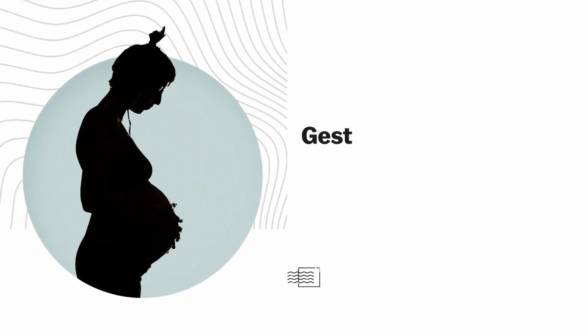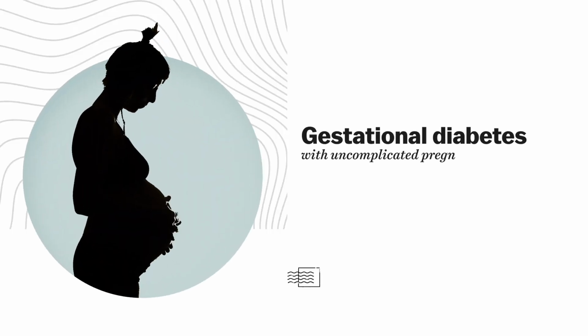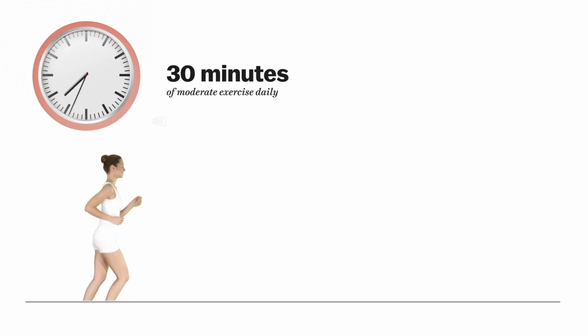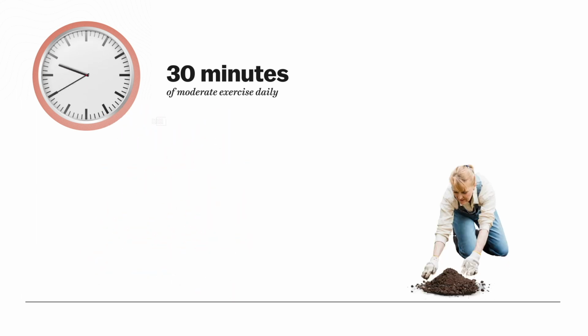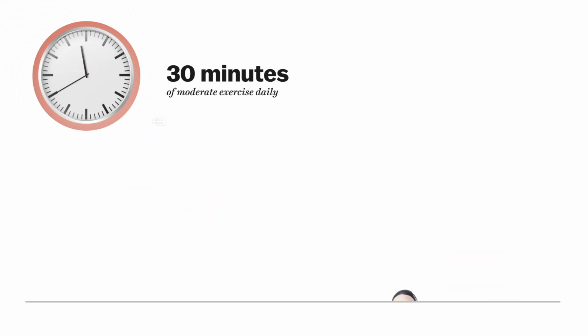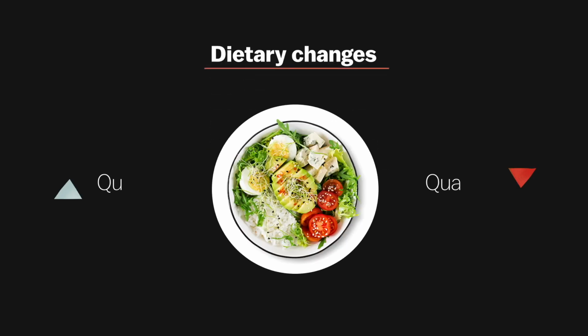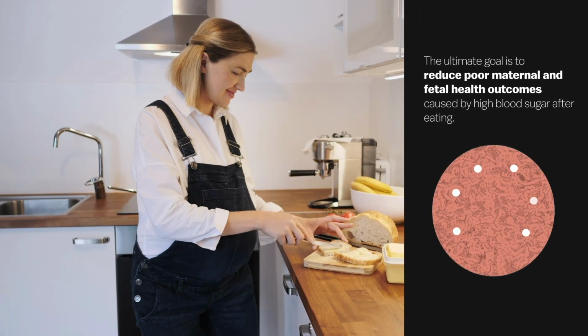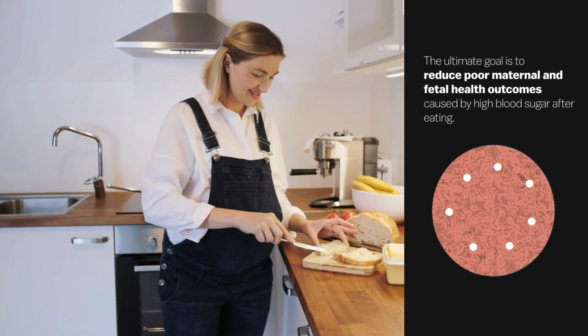People who have gestational diabetes with uncomplicated pregnancies should aim to achieve 30 minutes of moderate exercise daily. Moderate exercise includes activities such as brisk walking, gardening, bike riding with light effort, and swimming slowly. Dietary changes involve changing the quality and quantity of foods that one consumes. The ultimate goal is to reduce poor maternal and fetal health outcomes caused by high blood sugar after eating.